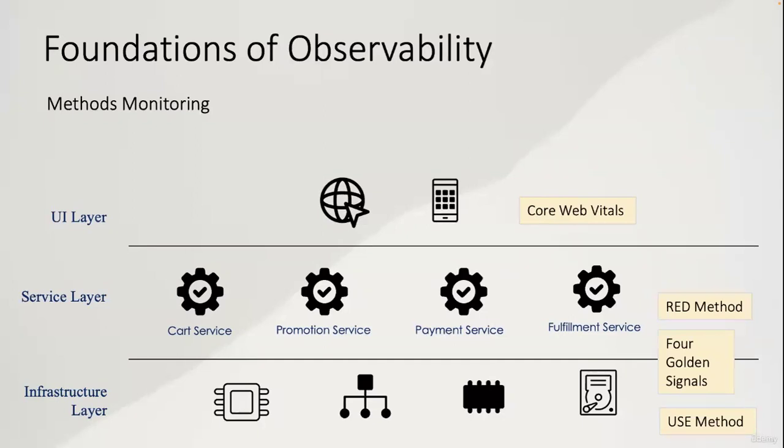Okay, so for the infrastructure layer, we use something called the USE method. For the service layer, we will have the RED method, and we will also use golden signals for this purpose. And finally, for the UI layer, we will use vitals such as core web vitals.